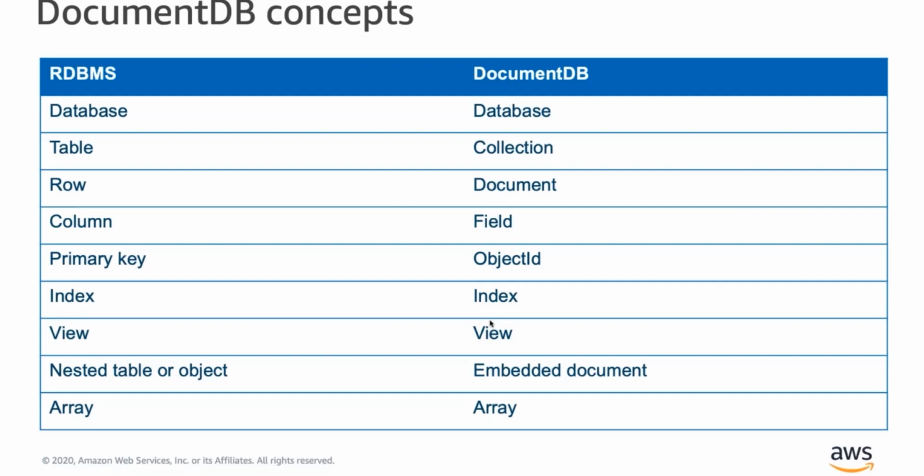A table in a database is a collection inside a document data store like DocumentDB. A row becomes a document, a column becomes a field. A primary key is essentially an object ID, an index is an index, a view is a view. A nested table or an object is an embedded document, while an array is an array.